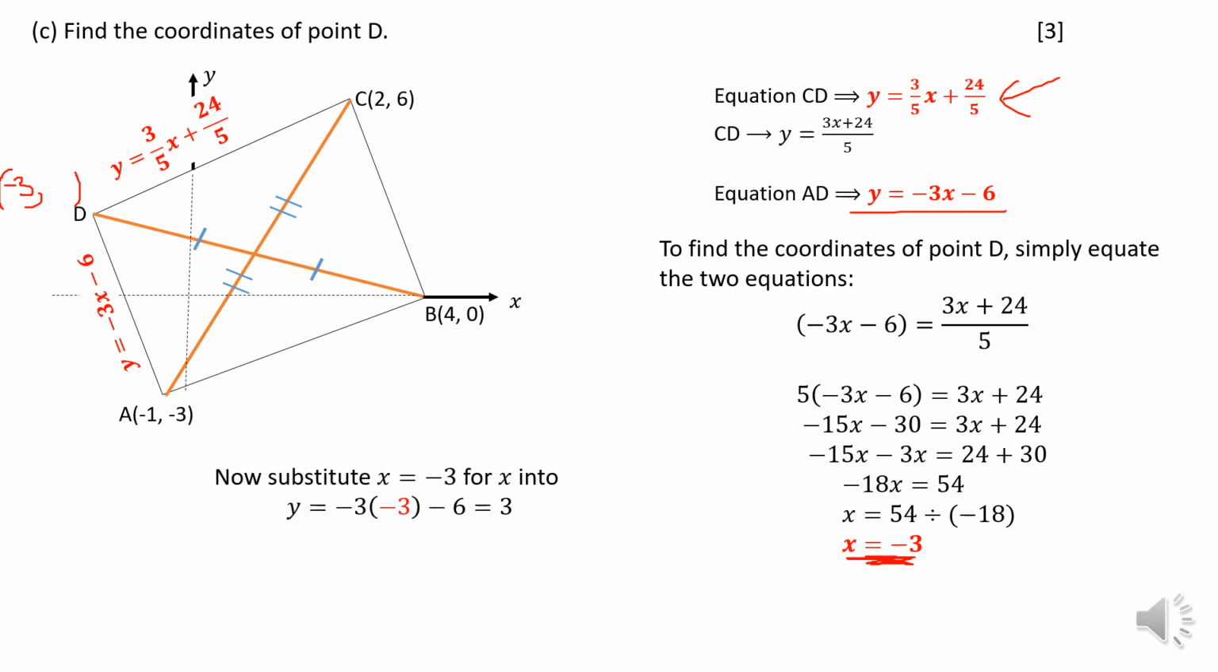I substitute, as you can see, I put it in red, and I get 3. So my y value here is going to be 3, as I indicate there. So I'm just going to bring it down. So that is how you find the coordinates of point D. A 3-mark question. Check it out again. It's quite a challenging one, but it's a very fun question.